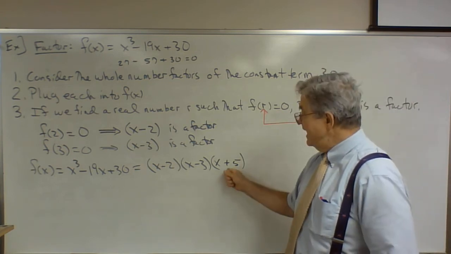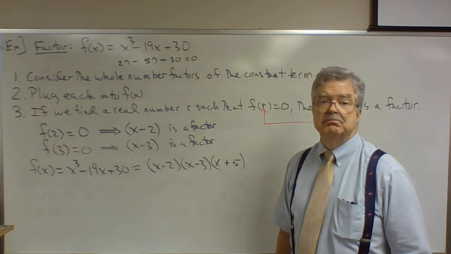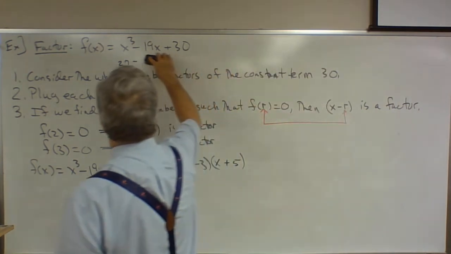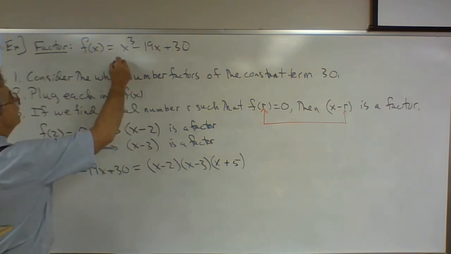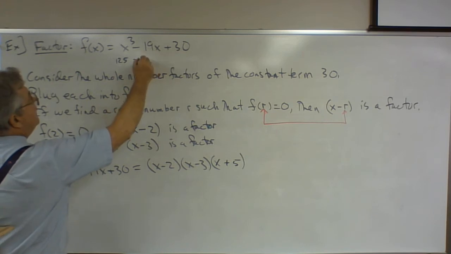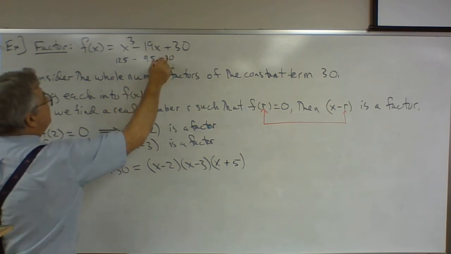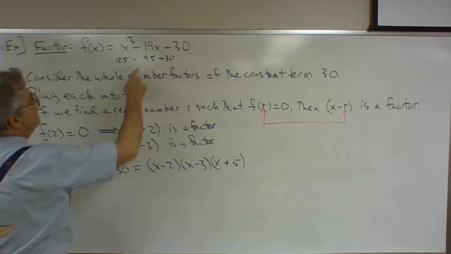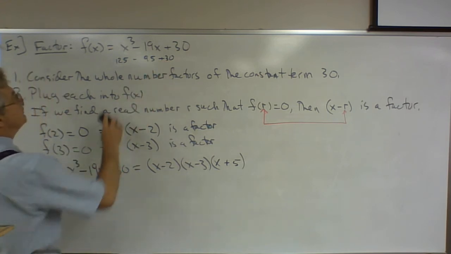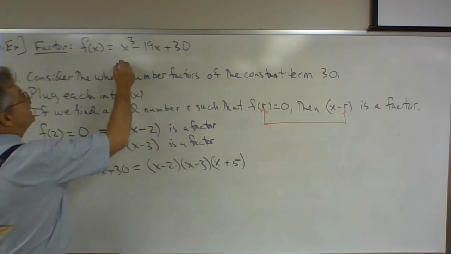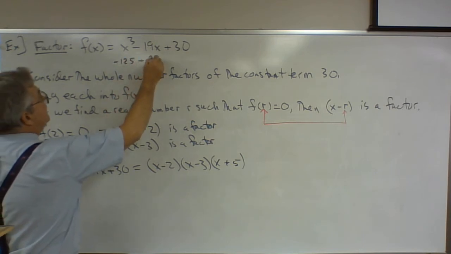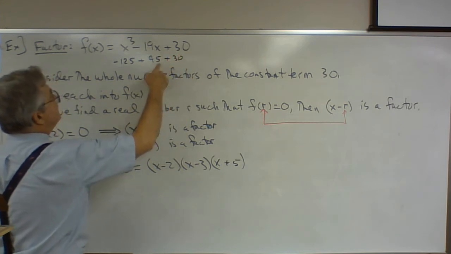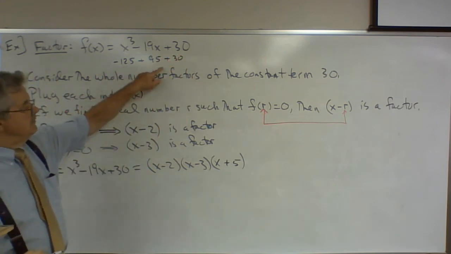Now, could I have found this factor the way we found the first two? Sure. I move on from 3 and minus 3 and plug in 5 and negative 5. If I plug in 5, I get 125 minus 95 plus 30. So this is 155 minus 95 is positive 60. That's not 0. Plug in negative 5. We get negative 125 plus 95 plus 30. When we plug in negative 5, we get 0.